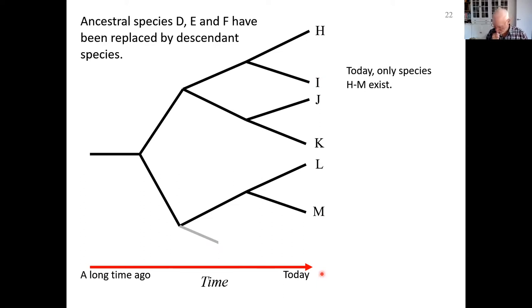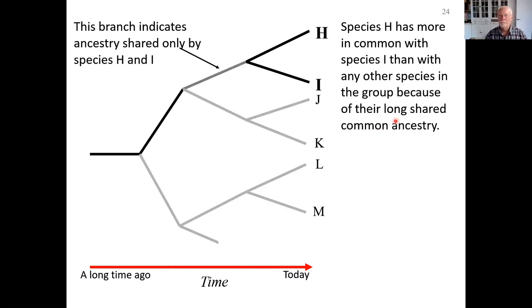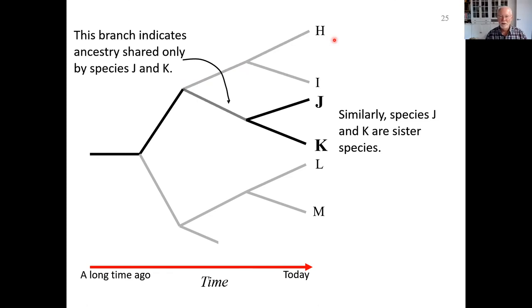Now in a phylogenetic analysis, there's some terminology that you need to be aware of. And we should try, when we classify species, to incorporate the evolutionary history into that classification. So take a look here. Species H and species I. These two species have more in common than they do with any other species in the tree. This entire branch here indicates ancestry, if you like, shared only by species H and I. No other species share ancestry with this branch. So we may call these two species a monophyletic group, and perhaps we would put them in the same genus.